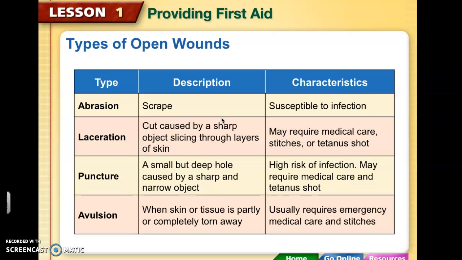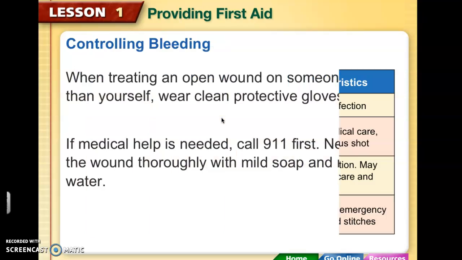A puncture is a small but deep hole caused by a sharp, narrow object. The puncture has a very high risk of infection, so a lot of times medical attention is needed, and it may require an updated tetanus shot. And then an avulsion is when the skin or tissue is partly or completely torn away. An avulsion is usually very deep, so it's going to require medical care and stitches.